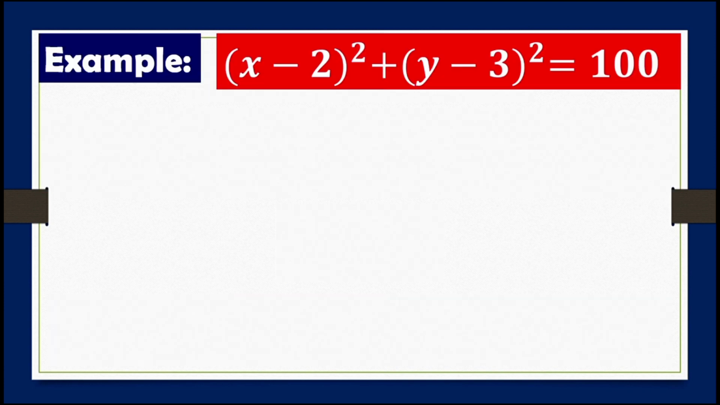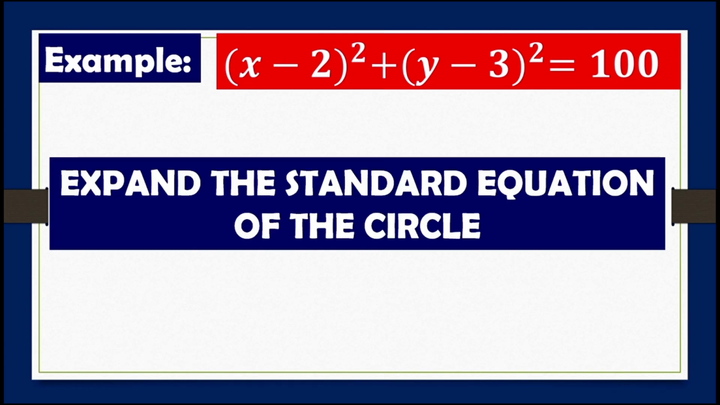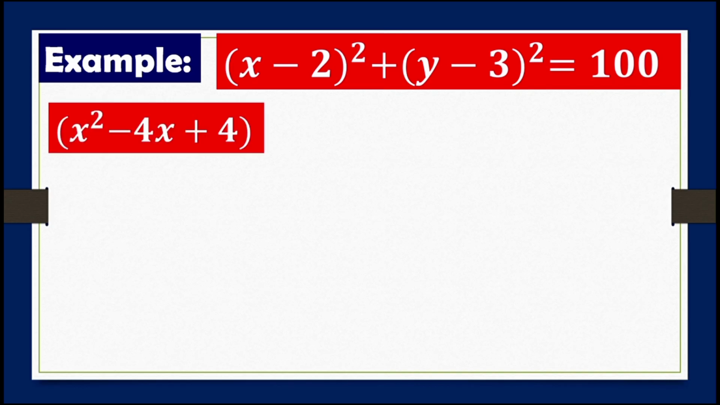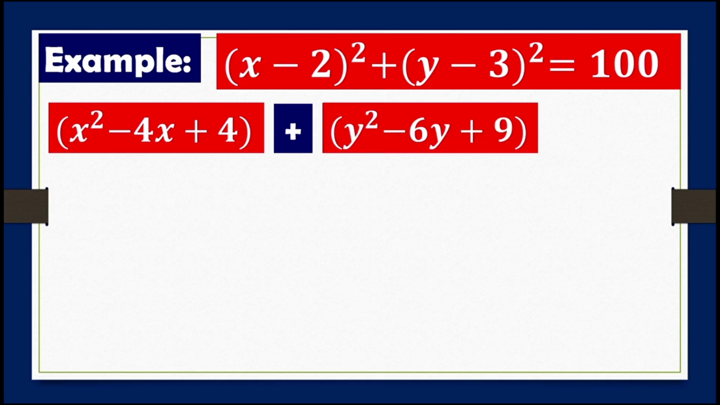So let's do this one as we transform (x − 2)² + (y − 3)² = 100. The first thing that we need to do is to expand the standard equation of the circle. This means we will expand (x − 2)² into a perfect square trinomial and (y − 3)² into a perfect square trinomial. Expanding (x − 2)² will lead us to x² − 4x + 4. Copy the plus sign. Expanding the square of a binomial (y − 3)², that is y² − 6y + 9. Then copy equals 100.